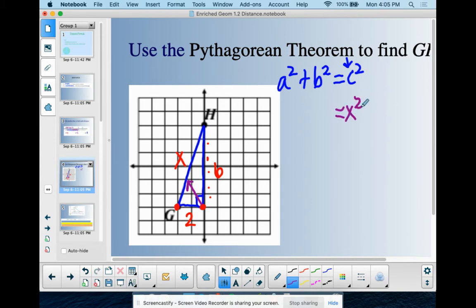And now the other two, it doesn't matter which one's A and which one's B. So I'm just going to plug them in. 2 squared plus 6 squared equals X squared. And now we just solve. So 2 squared is 4. 6 squared is 36 equals X squared. Add those together, we get 40.